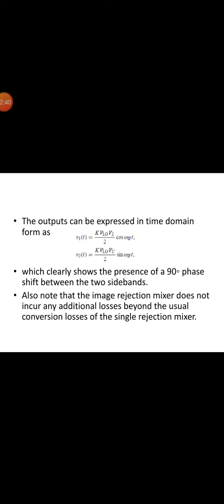Also note that the image rejection mixer doesn't incur any additional losses beyond the usual conversion losses of the single-ended mixer. Thank you.